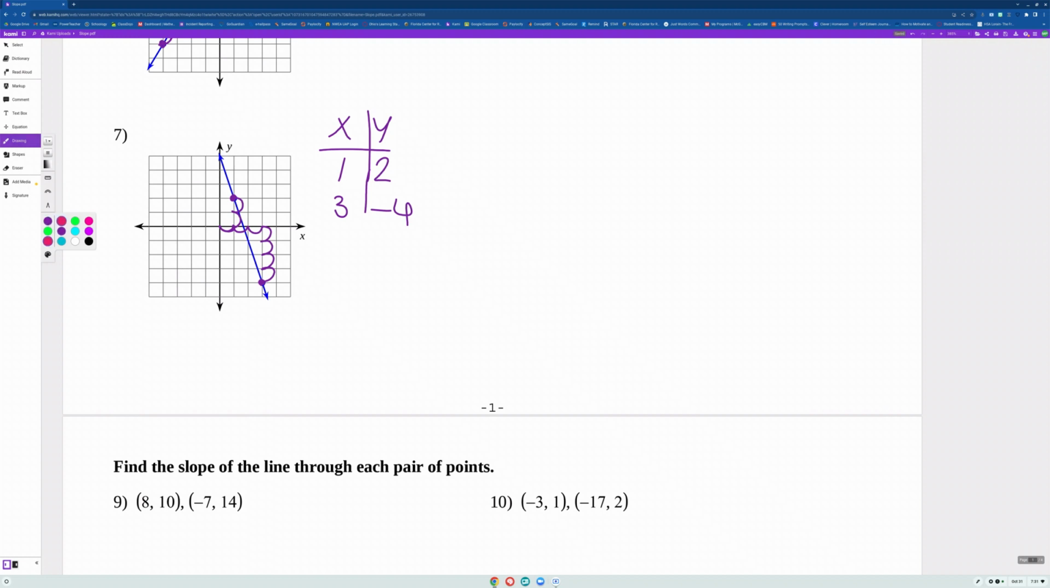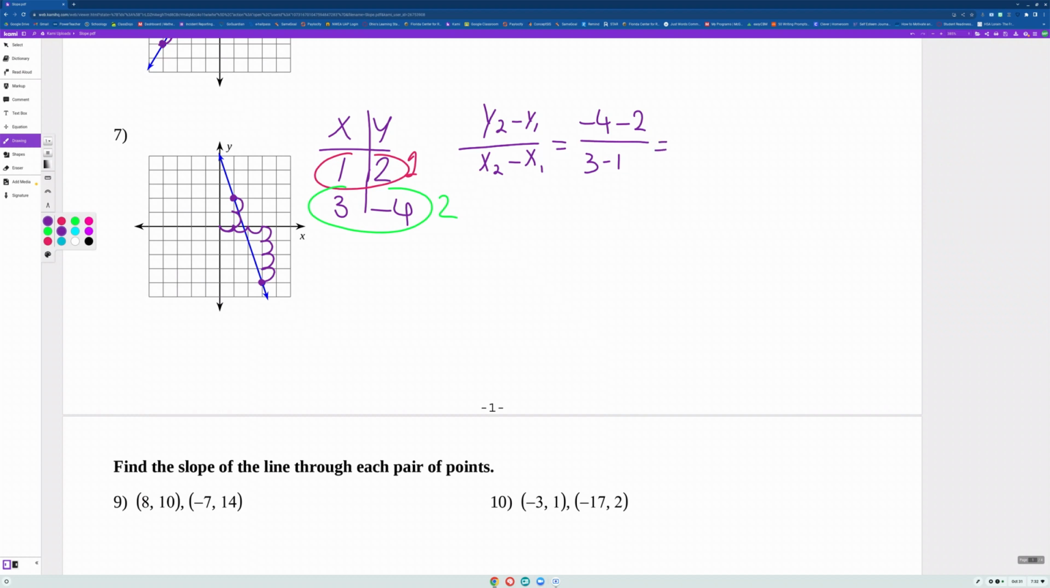So like we've always been doing, this is going to be my first group, and this is going to be my second group. So just writing my equation, which is going to be y2 minus y1 all over x2 minus x1. Once I plug in my values for this, I'm going to get negative 4 minus 2 all over 3 minus 1.